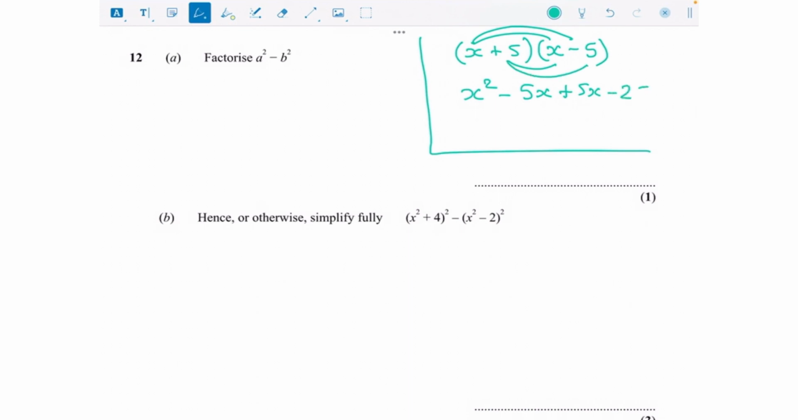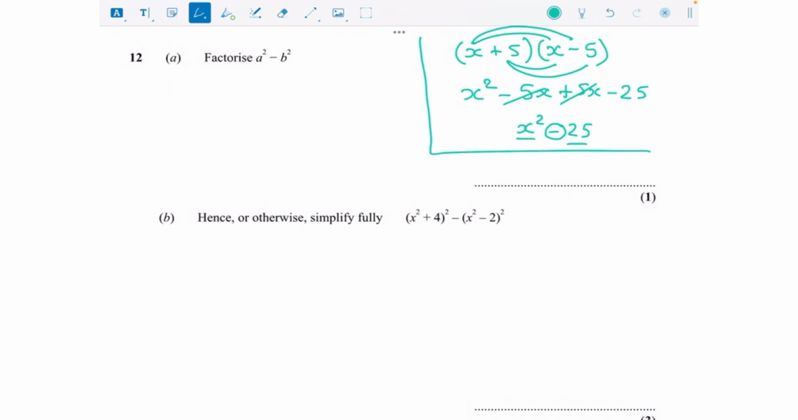5, so minus 25. And what would happen is the minus 5x and the plus 5x would cancel each other out, and we'd be left with x squared minus 25, which is the difference, meaning to take away, of two squares. x squared is a squared thing and 25 is a square number. So we've got the difference of two squares.